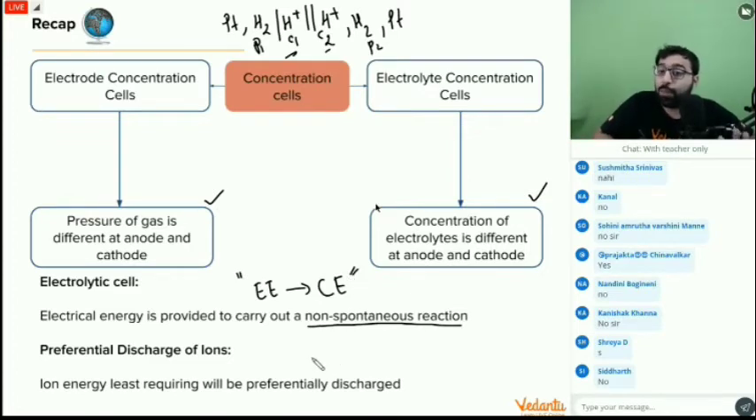Next, preferential discharge. Ion with least energy will be preferentially discharged. E naught reduction potential, if it is more, then that particular ion is reduced. If the reduction potential is more, then that ion is reduced. This we have studied in the previous class. ठीक है? जिसका reduction potential ज़्यादा, that ion is reduced.